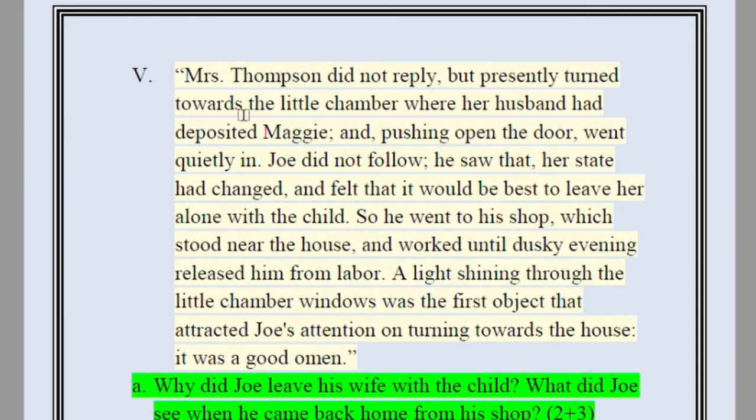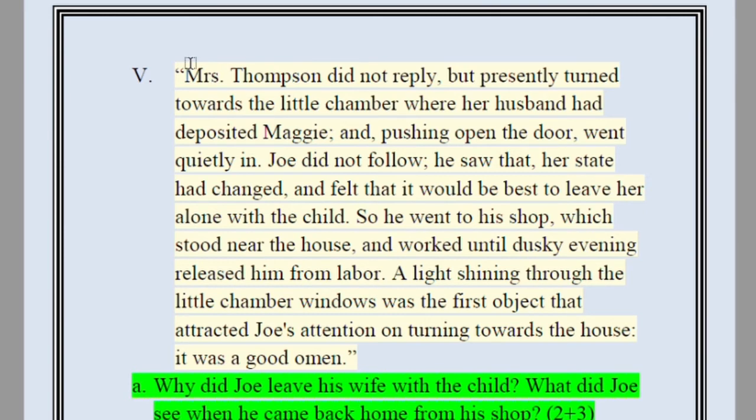Mrs. Thompson did not reply, but presently turned towards the little chamber where her husband had deposited Maggie, and pushing open the door, went quickly in. Joe did not follow. He saw that her state had changed and felt that it would be best to leave her alone with the child. So he went to his shop, which stood near the house, and worked until dusky evening released him from labor. A light shining through the little chamber windows was the first object that attracted Joe's attention on turning towards the house. It was a good omen.